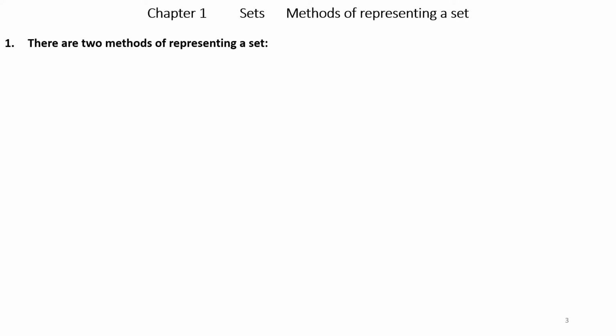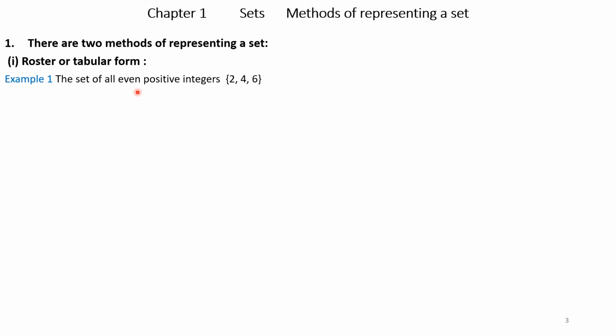There are two methods of representing a set. The first type is the roster or tabular form. Example, the set of all even positive integers. In the roster form, this set can be written by opening a flower bracket and writing inside the flower brackets the elements of the set. For example, 2, 4, 6 are the elements of the set. Hence, it is written within flower brackets as 2, 4, 6. Like this, we can write for other numbers also.